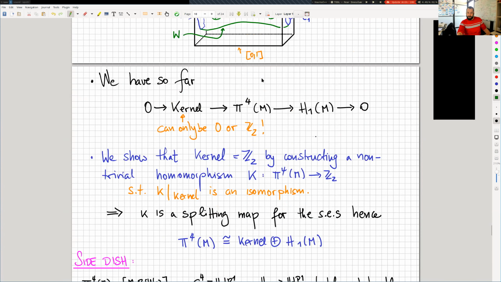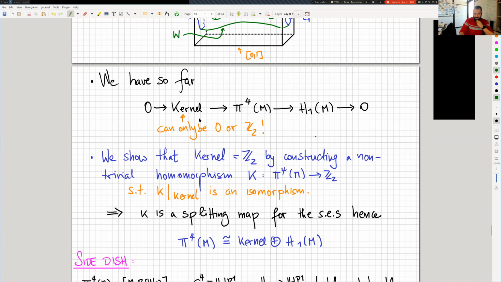Right? And how do we do this? We do this in the following way. We show that the kernel is Z2, and we show it by constructing a homomorphism kappa from pi4(M) to Z2, such that if I restrict it to the kernel, it is an isomorphism. Right? You can prove this.